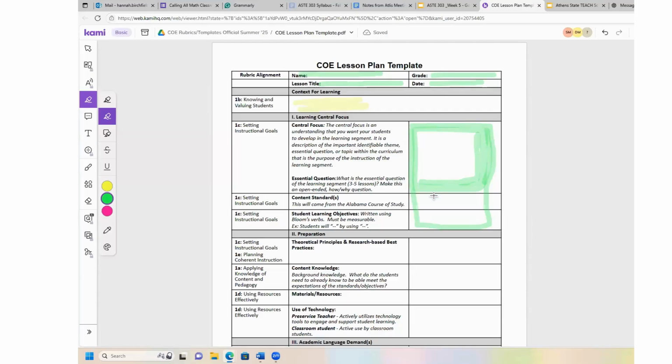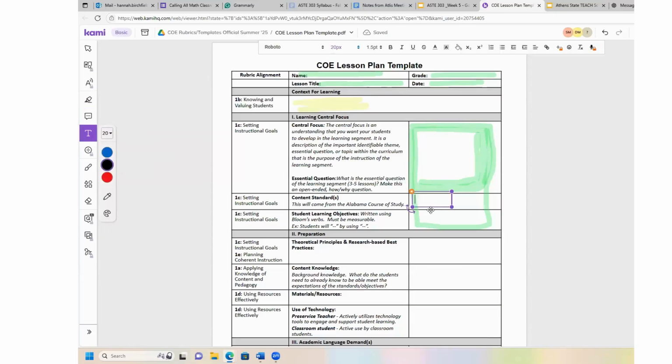Content standards, this comes from the course of study. We talked about that a good bit in class. I had several people message me about the structure of how you can write this. There are different ways. I told y'all there's not a right and a wrong per se. There's a lot of options, but it should be something that the reader can look at your lesson plan and immediately know what lesson standard you're teaching.